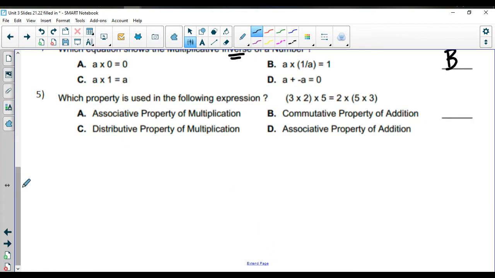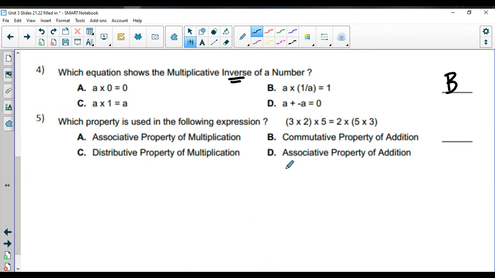For question number 5, which property is used in the following expression? Again, what ended up changing here was we have the 3 times the 2 inside parentheses and then the 5 times the 3 in here. So that would be the associative property of multiplication. That's going to be letter choice A because we changed what was in parentheses.